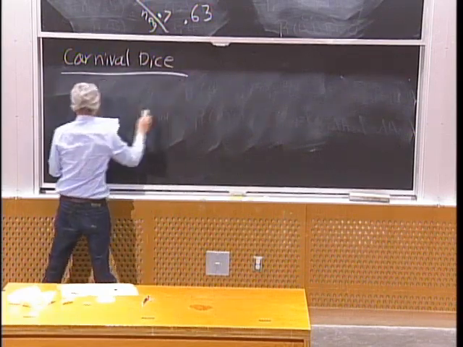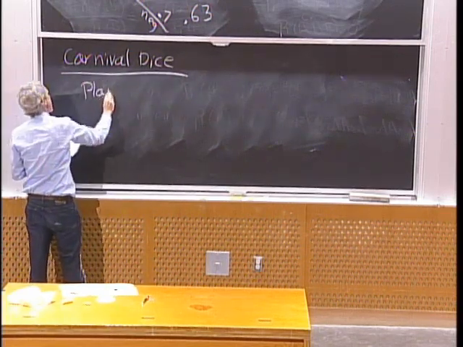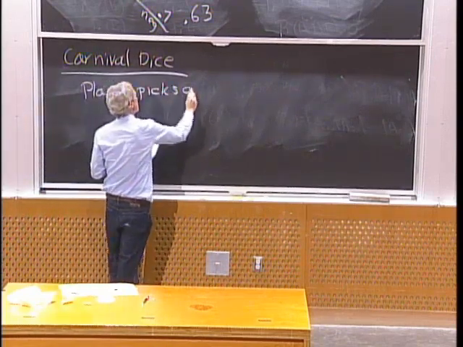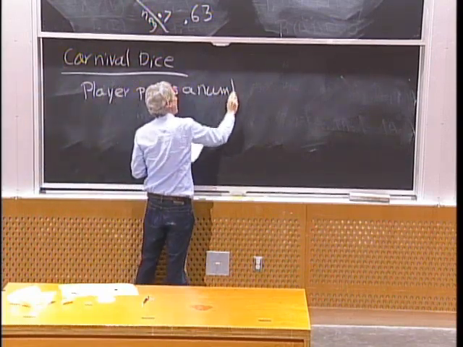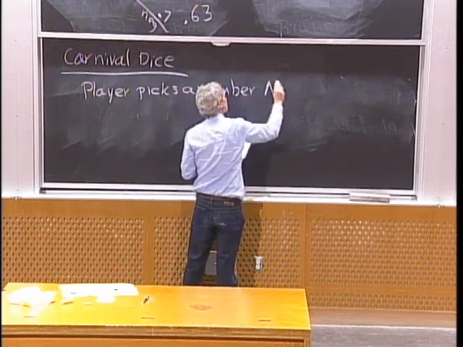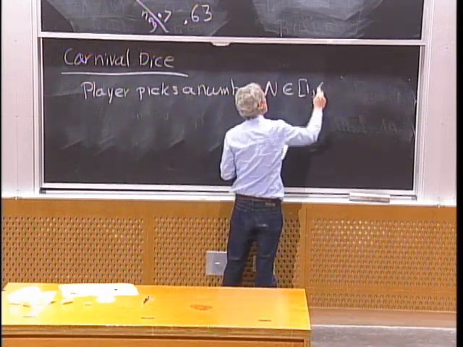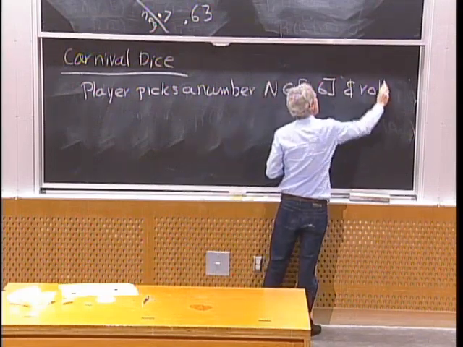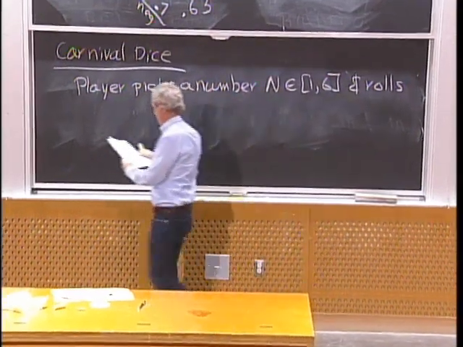The player picks a number from 1 to 6. Call it n. And then rolls 3 dice. And let's say they're fair and mutually independent.